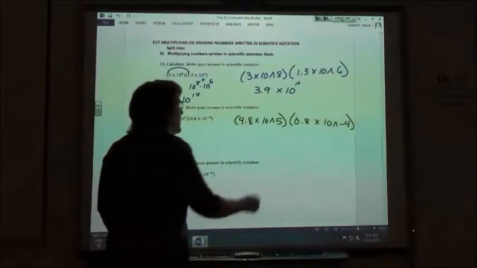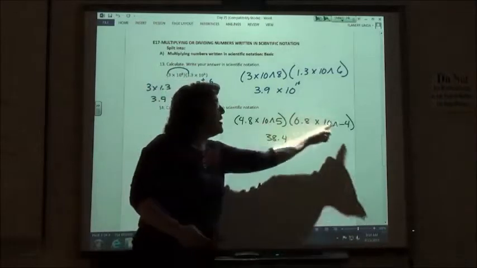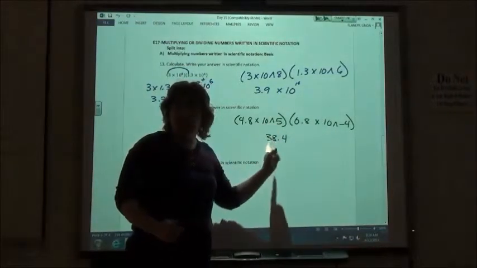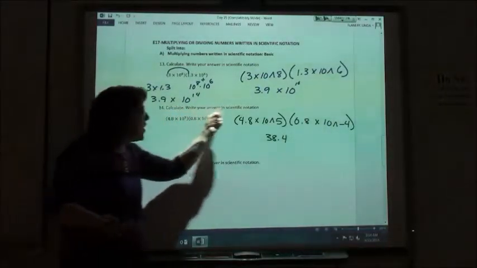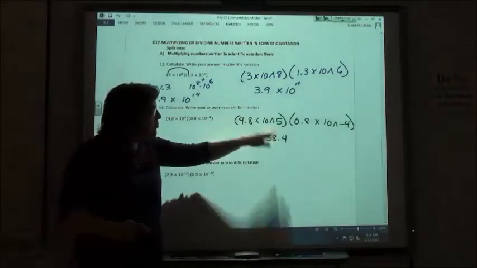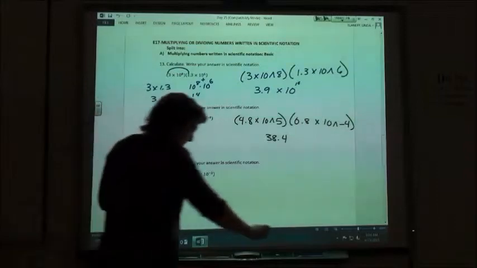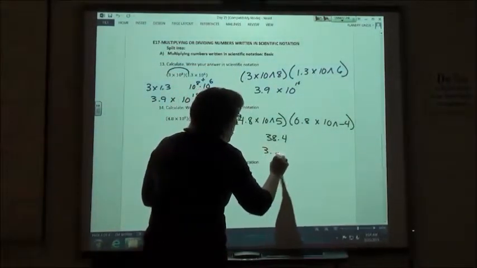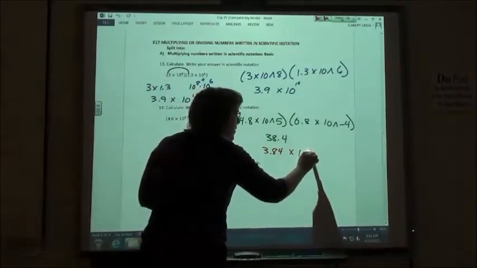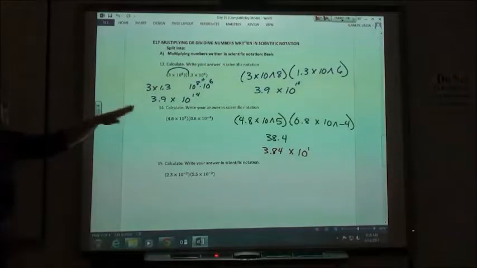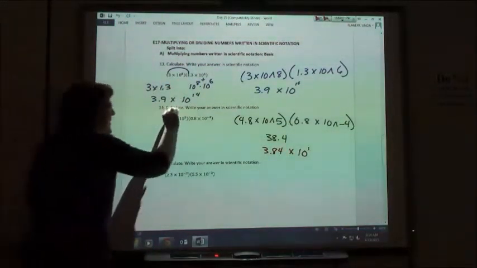It says 38.4. On this one, because your exponent isn't going to be very big, it gives you an answer in standard form, and you need to put it in scientific notation because it tells us to write our answer in scientific notation. So if I used my calculator and I put that in scientific notation, where would the decimal have to go? 3.84. It'd be 3.84 times 10 to the first power, exactly.